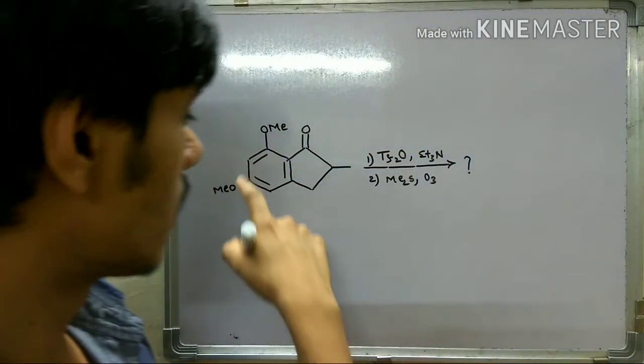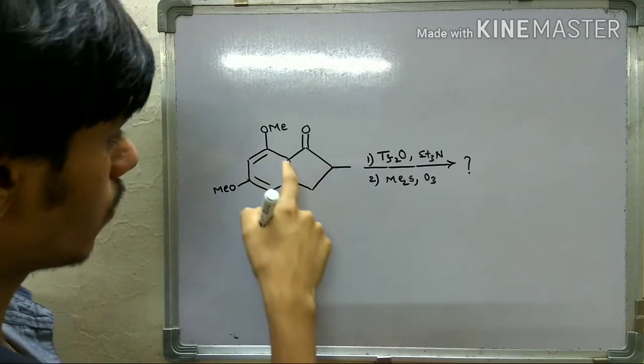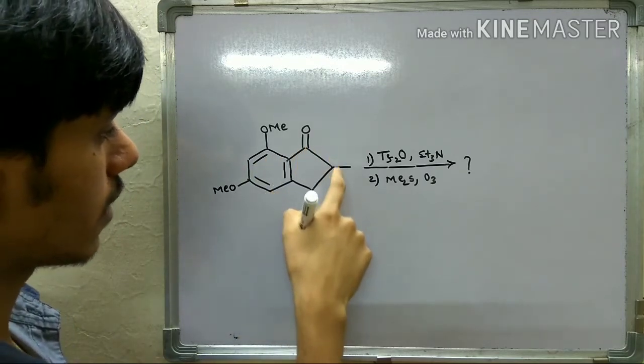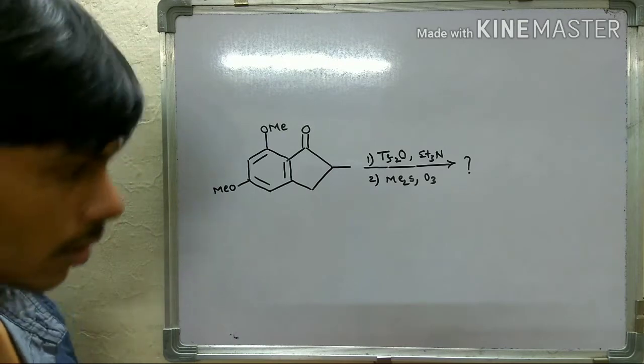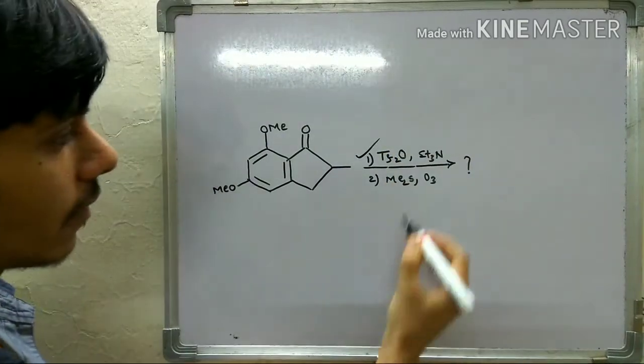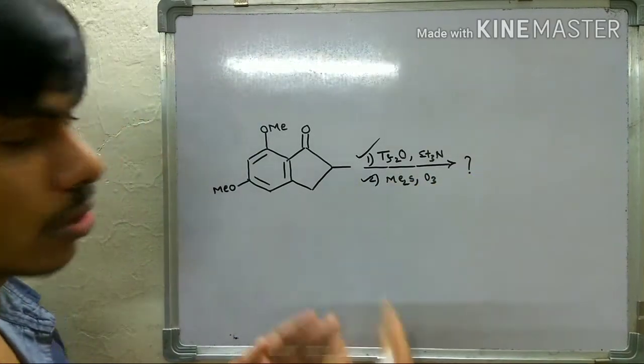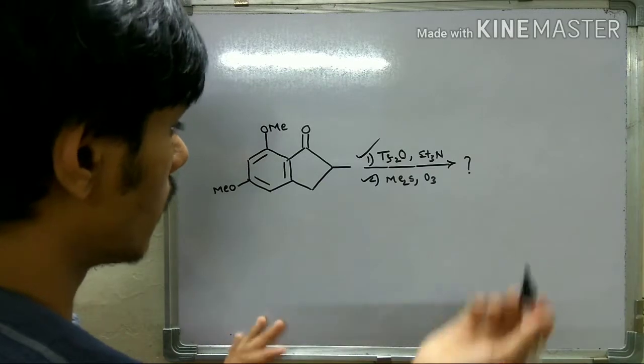As you can see, the problem is given this aromatic compound, and with this aromatic compound there is attached another ring, and the compound is treated with two conditions. First, triflic anhydride in presence of a weak base like triethylamine, and second condition, ozonolysis. So what will be the product?